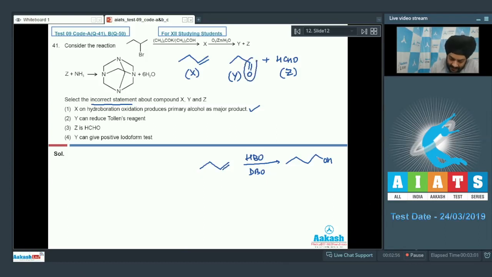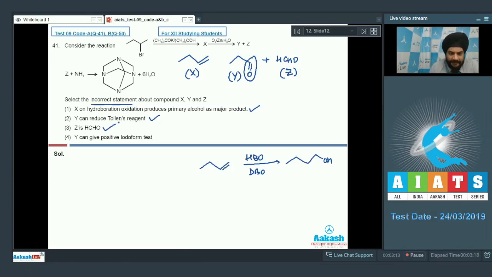If you look at the second statement now, which says that Y can reduce Tollens reagent. Y is an aldehyde. It can reduce the Tollens reagent and convert itself into propanoic acid. So this is correct, students. If you look at the third statement now, which says that Z is HCHO, this is also correct, students. We had seen that Z was indeed formaldehyde.